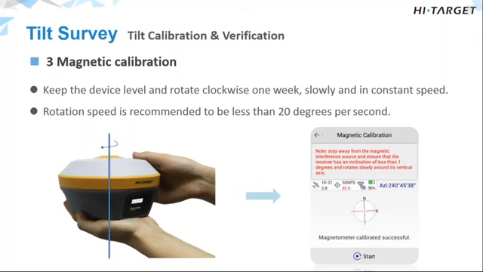So this is all about the calibration. It can be divided into three parts. The first one is the orientation sensor calibration, the second one is the electronic bubble calibration, and the third one is the magnetic calibration.